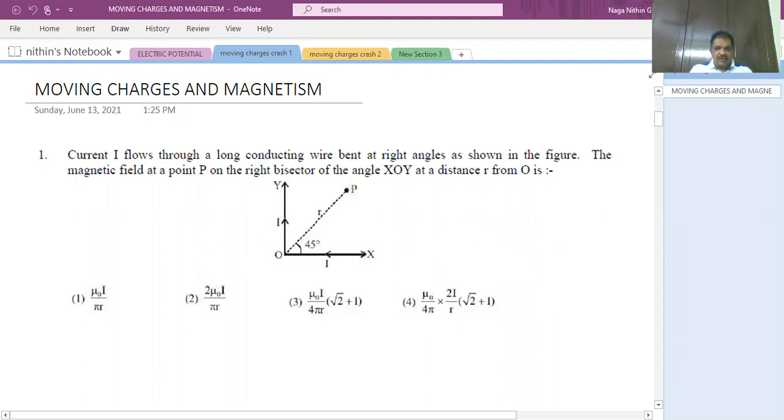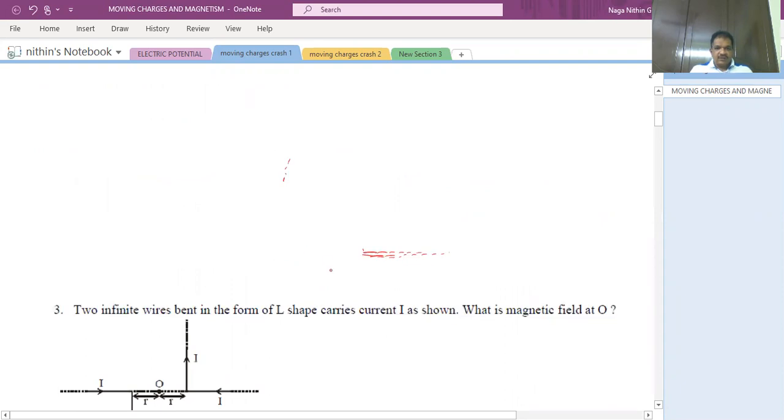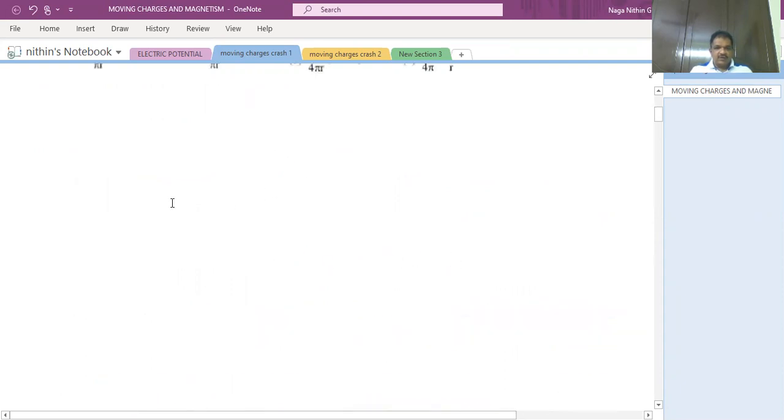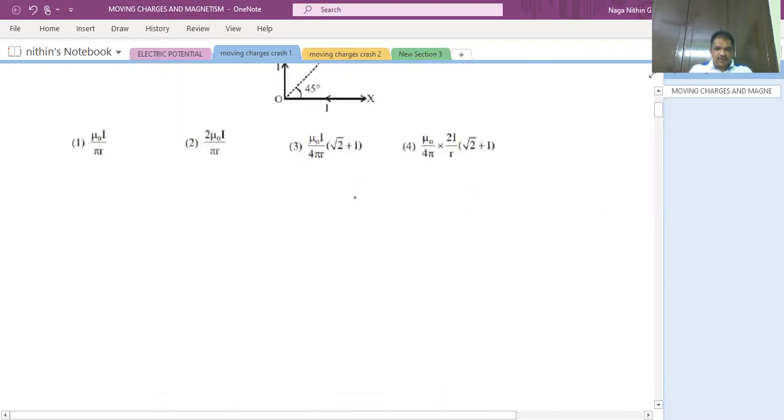Actually, this will be infinite wire like this. This will be infinite wire in this format. So this will also be infinite wire. So we'll try to do that one. How to do that one? See, here one wire is there like this. Here one more wire is there like this. This is infinite wire and this wire goes to infinity in this manner.